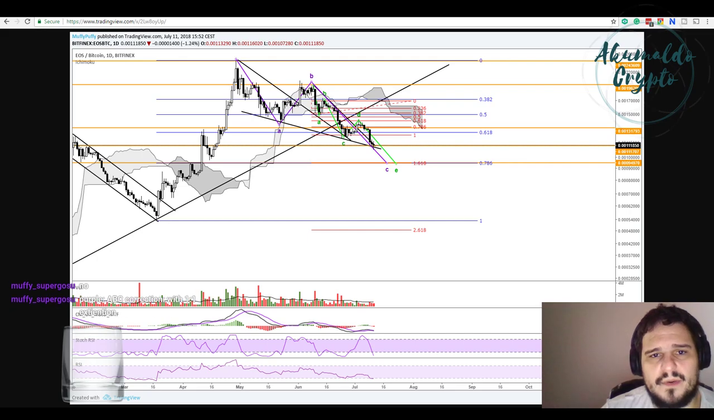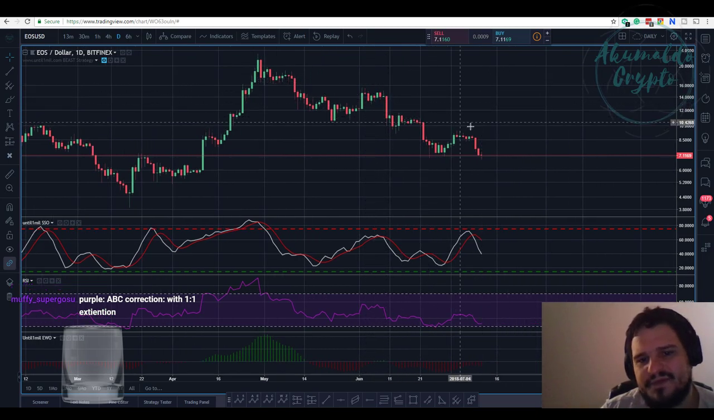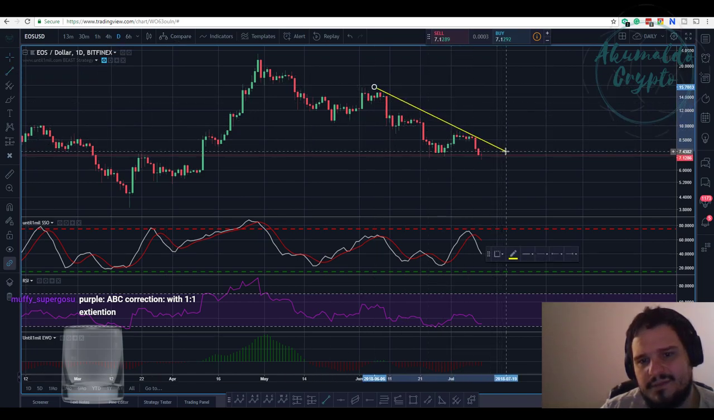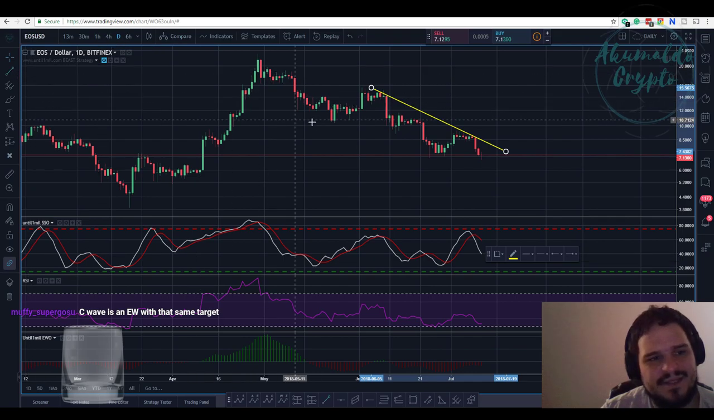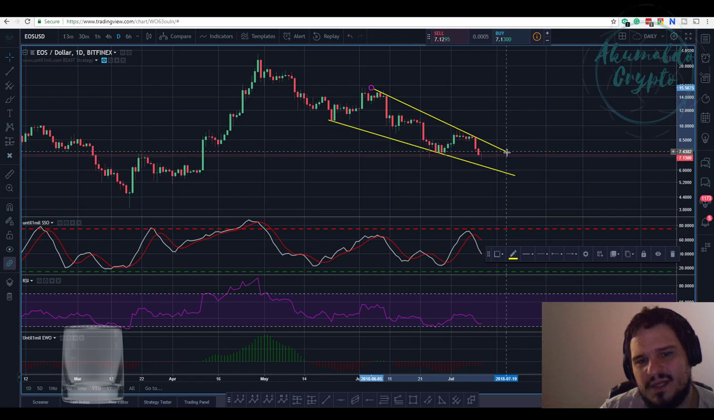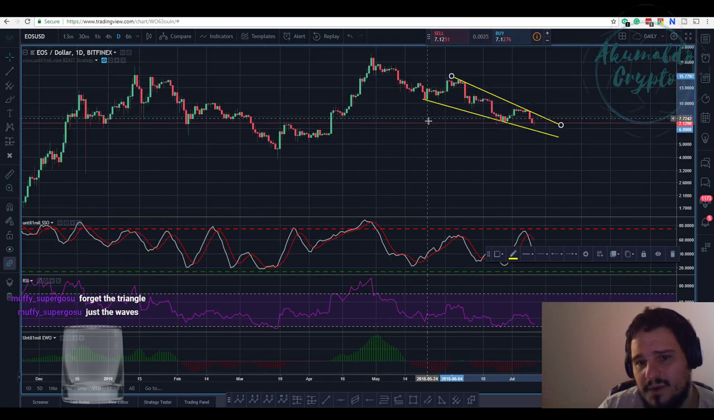Okay, you are putting, yes. You see, you are right. You are putting a triangle in wave C. Where you labeled your wave C, you are writing something like a triangle here. But it can't be, bro. A triangle in a wave C is a triangle corrective pattern. We can have a flat correction, a flat, or an A, B, C, D, E triangle in a wave B. It's common, but not in a wave C.